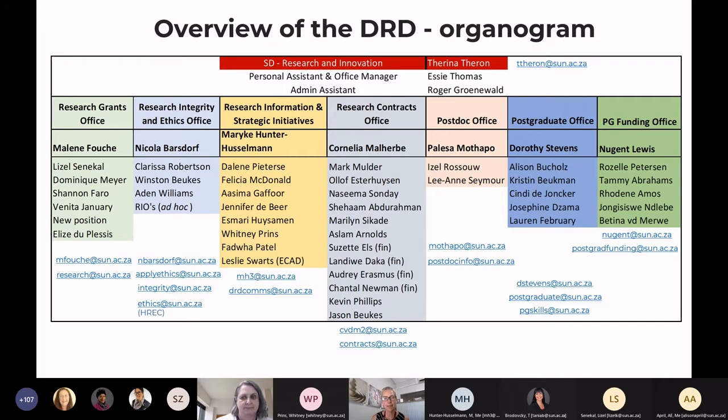Then the next in the range of separate groups that we have is Nicola. Nicola, I'm not sure whether you are here or you can switch on your camera, but Nicola deals with research integrity and ethics. So that was also a small change in our organogram, in that we shifted our ethics coordinators for all the research ethics committees that we deal with on main campus to Nicola's management. And so Clarissa and Winston and Aidan, who you know well if you've worked with ethics, will report directly to Nicola.